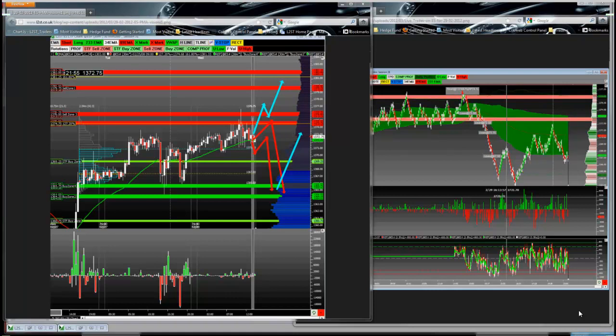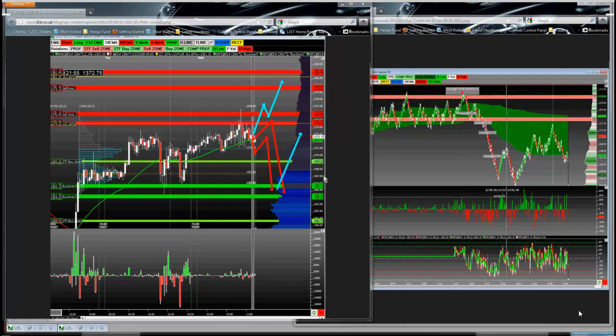Okay? Now, why do I take into consideration a scenario which I probably won't trade, which is this push up? Because I need to know if that's going to happen. I don't want to be getting short. So I need to know what I don't want to see happen as well as what I do want to see happen before I even get into the trade.